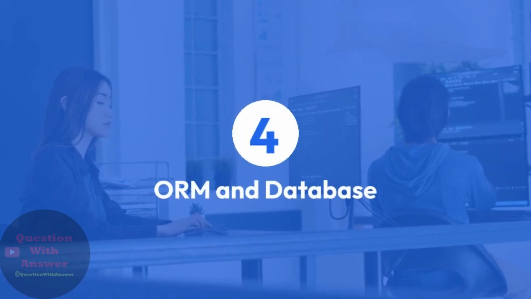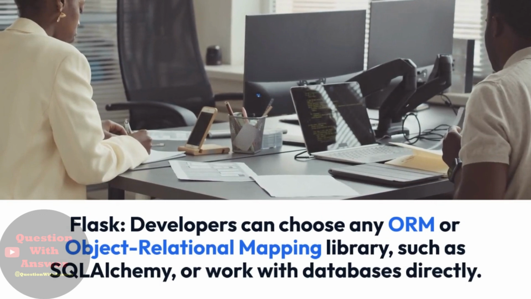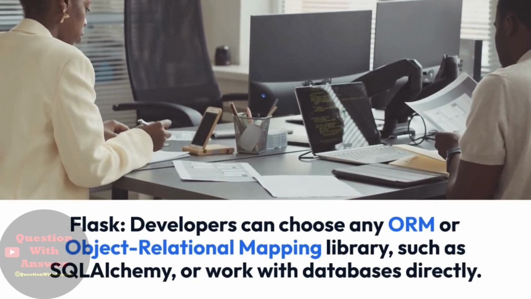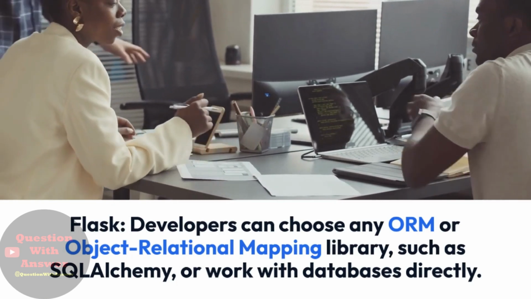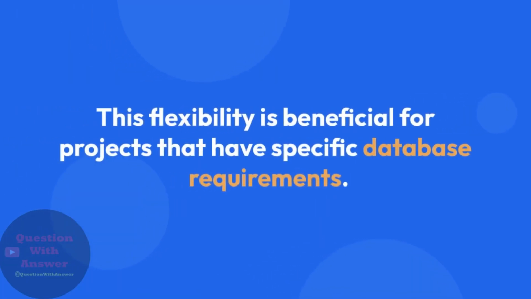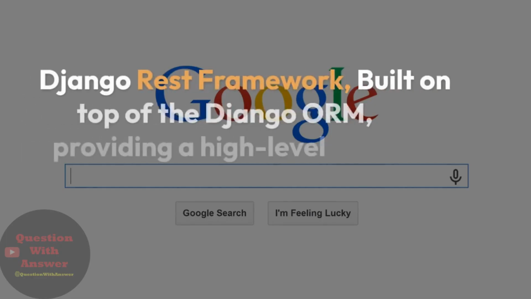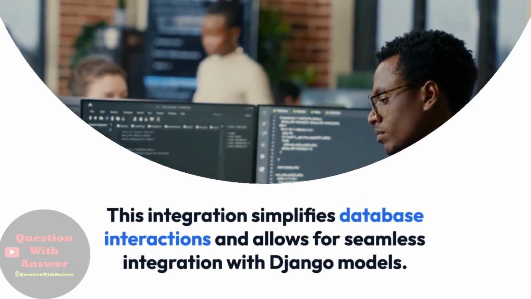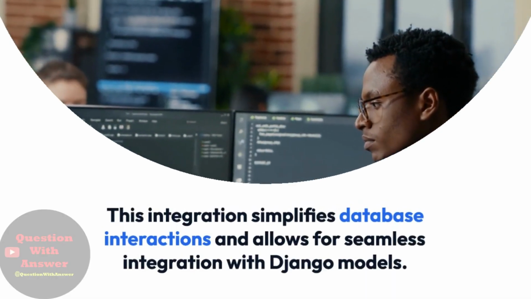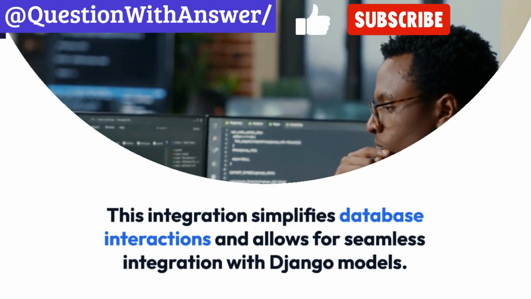4. ORM and database. In Flask, developers can choose any ORM, or object relational mapping library, such as SQLAlchemy, or work with databases directly. This flexibility is beneficial for projects that have specific database requirements. Django Rest Framework is built on top of the Django ORM, providing a high-level abstraction for database operations. This integration simplifies database interactions and allows for seamless integration with Django models.